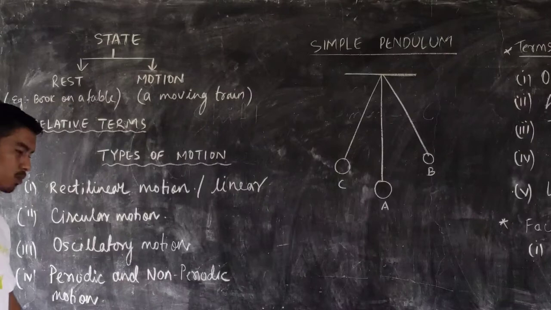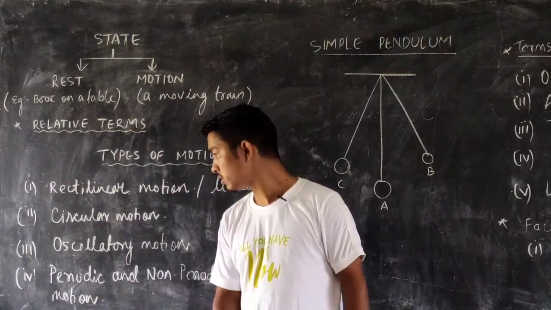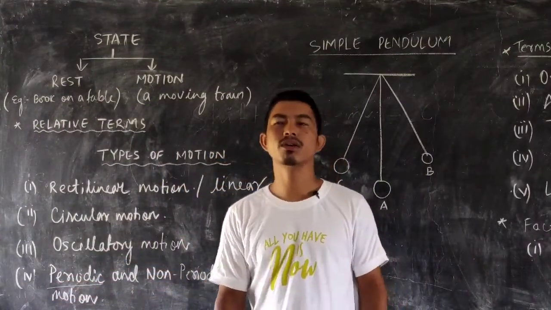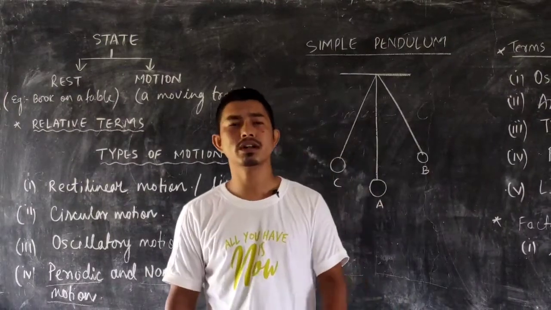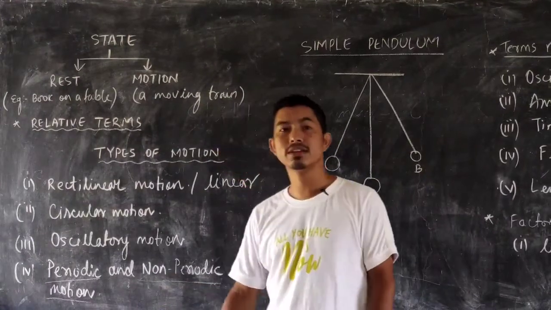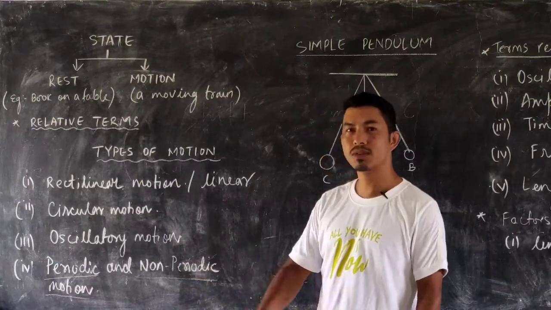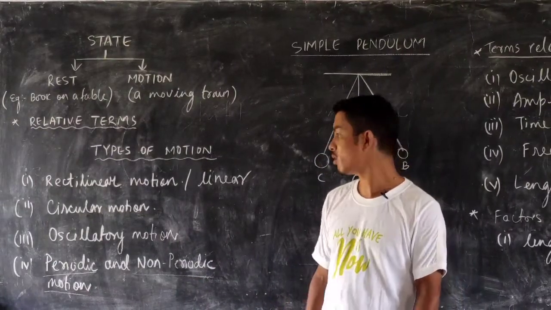And the fourth kind of motion is periodic and non-periodic motion. Periodic motions are those which occur after a regular interval of time. Non-periodic motions are those which do not occur at a regular interval of time. For example, a non-periodic motion is an accident. You never know when an accident occurs. If you collide with something this evening, it doesn't mean that you will collide tomorrow and the day after tomorrow as well.